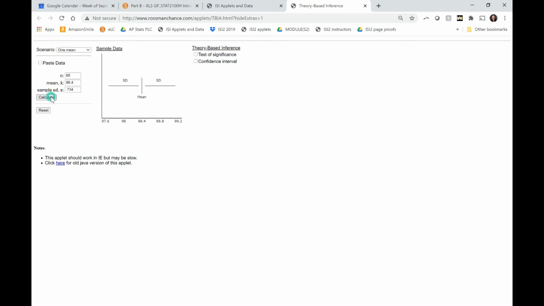I click calculate here, and then I choose confidence interval, and by default it gives me the 95% confidence interval, and you can see I'm getting the same answer there. So all the same principles that you learned earlier, the only difference is that now we're talking about means instead of proportions, and that changes the mechanics of the calculations a little bit.